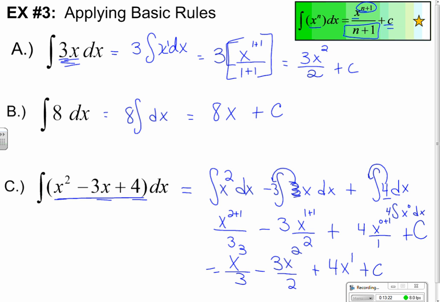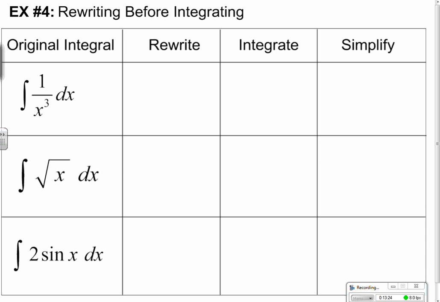Adding a power, dividing by the new power. Sometimes it's helpful to rewrite before you integrate. So let's just rewrite this and get this power identified as the negative exponent that it could be represented by. Now integrate. This is power rule again. We're going to add a degree. So I'm going to take x to the negative 3, add 1 to it, divide by this new power. Then I need to add my constant in there.